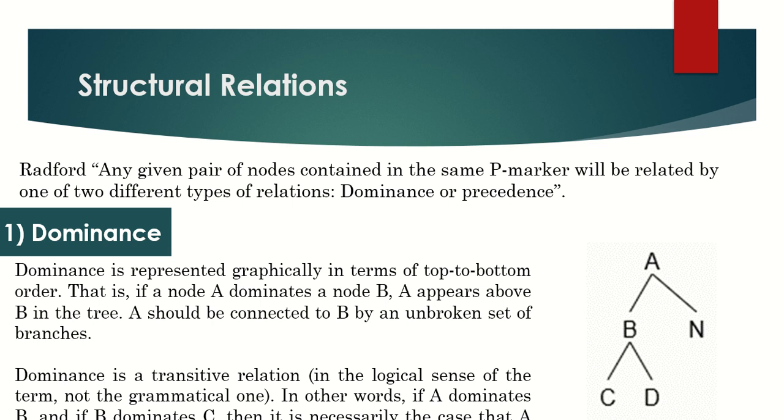Dominance is a transitive relation in the logical sense of the term, not the grammatical one. In other words, if A dominates B and if B dominates C, then it is necessarily the case that A dominates C. So if A dominates B and B dominates C, then A dominates C.